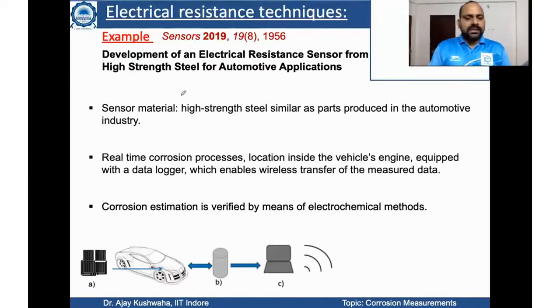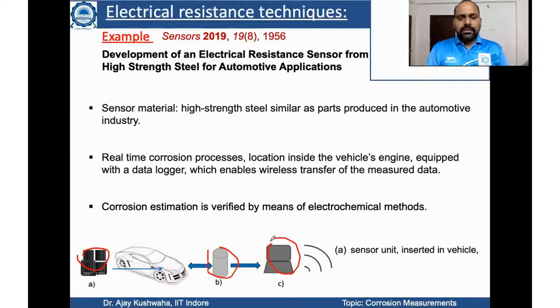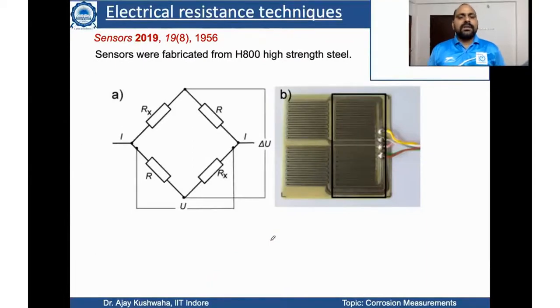And this is the general setup. If you see a car here, on the engine side they have shown this kind of probe located inside the engine, and the data logger is also there, and then it has a communicating device which is able to send the data. So it has a sensor unit, a data logger, and a communicating device. This is the typical structure of the sensing probe.